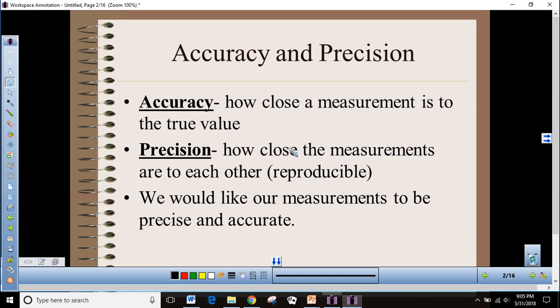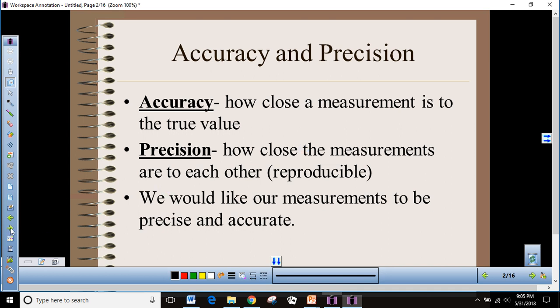Precision, on the other hand, is more of how well you are reproducing your results. For example, if I keep measuring that object with that same scale, I may be getting the same measurement, 198, 198, 198, and that's being precise. So when we do labs, we would really like to have precision and accuracy, and the best way to do that is to try to always use the same instruments. So if you're measuring something, don't be switching scales, etc.